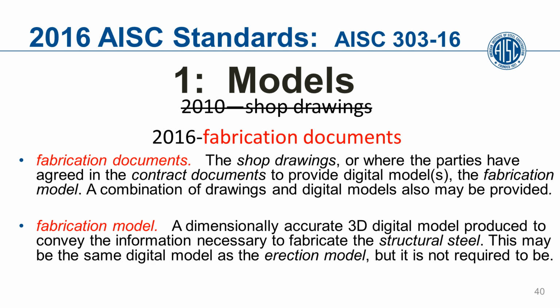Fabrication documents is a new term that replaces shop drawings. Shop drawings does not appear in the glossary. So fabrication documents is defined as the shop drawings, or where parties have agreed in the contract documents to provide digital models, the fabrication model. A combination of drawings and digital models may also be provided. Now, the fabrication model is defined as a dimensionally accurate 3D digital model produced to convey the information necessary to fabricate the structural steel. This may be the same digital model as the erection model, but is not required to be. Again, very similar terminology.